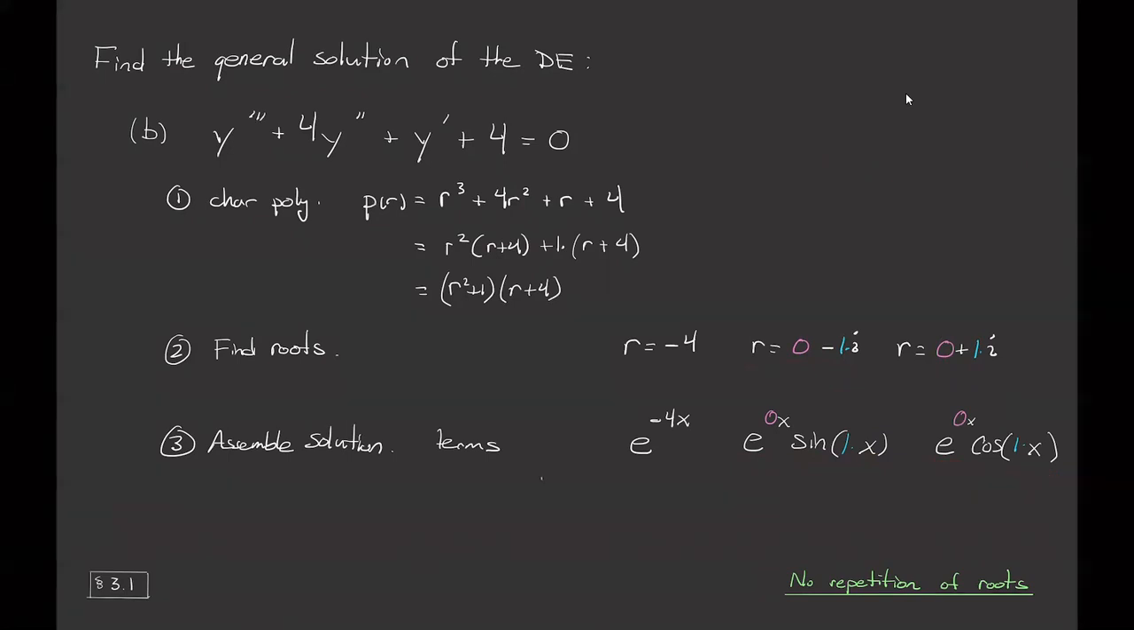And then finally assembling all that, well, there's not too much to it. We just take y to be c1 e to the negative 4x, the first term, plus c2, it simplifies just down to sine of x. And then plus c3 simplifies down to cosine of x.